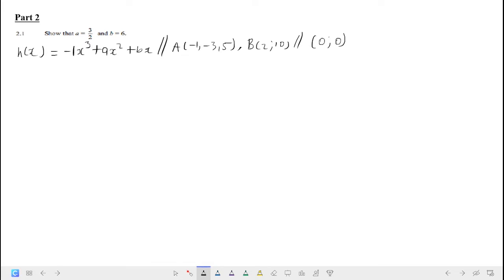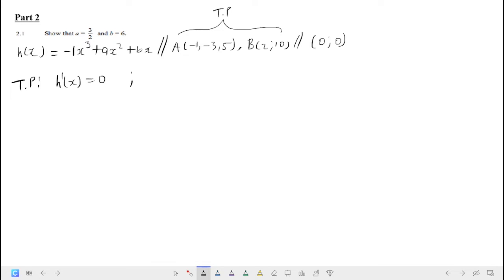Now let's go ahead and answer this. How are we going to show that a equals 3 over 2 and b equals 6? We're going to use the x-coordinates of the turning points. In the cubic function, we know that whenever we're talking about a turning point, that is where the derivative becomes 0.